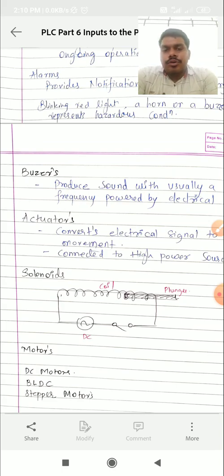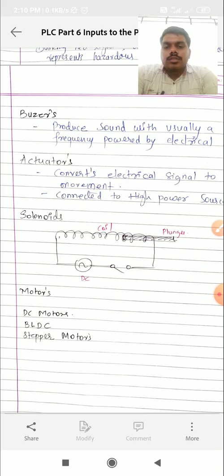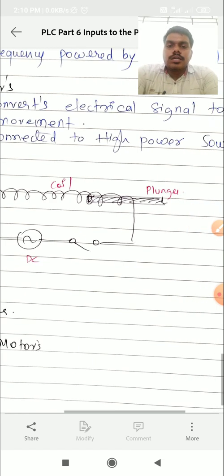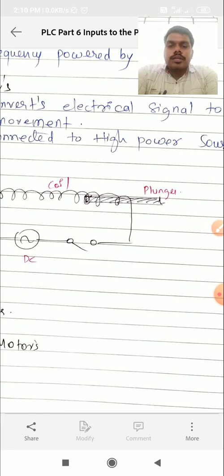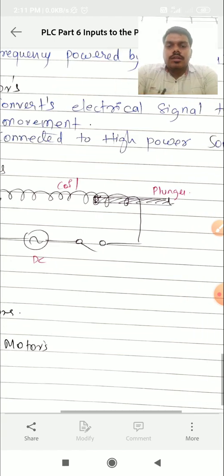Solenoids are there. We know how a solenoid is represented. There is a DC source, a switch, a coil, and a plunger. It moves with magnetization. If I press the switch, the DC starts supplying the coil, which will energize and produce a magnetic field. Due to that magnetic field, the plunger will go outside.